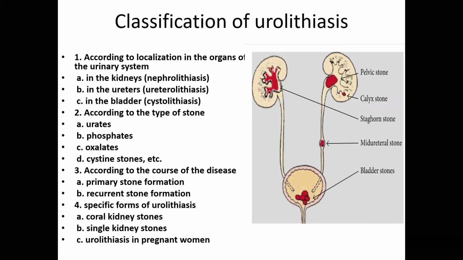Classification of urolithiasis. According to the localization in the organs of the urinary system: urolithiasis in the kidneys, nephrolithiasis; in the ureters, ureterolithiasis; in the bladder, cystolithiasis. According to the type of the stone, it can be urates, phosphates, oxalates, cystine stones, and others. According to the course of the disease: primary stone formation and recurrent stone formation. The specific forms of urolithiasis are coral kidney stones, single kidney stones, and urolithiasis in pregnant women.